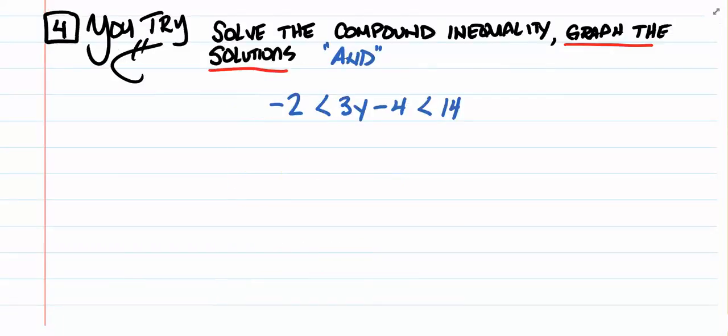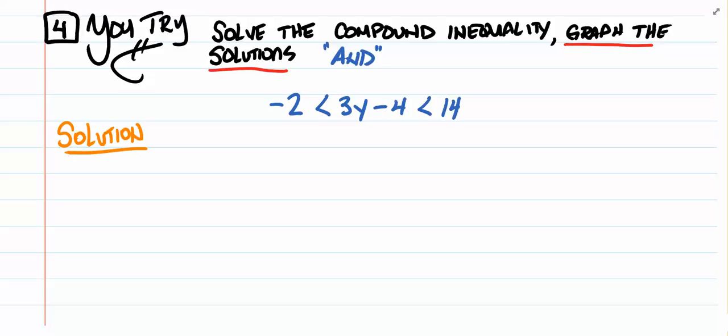Box number 4 is a U-try. So I want you to do the same thing that we just did in box number 3 on your own. I want you to solve the compound inequality. You can graph the solution, but I won't ask you for the graph in the actual answer.